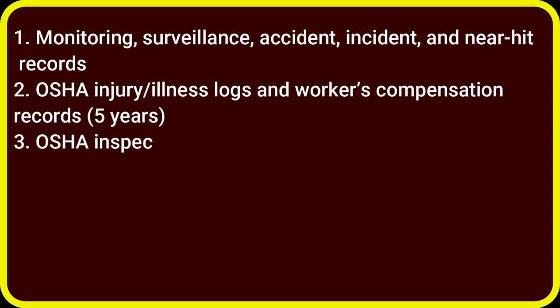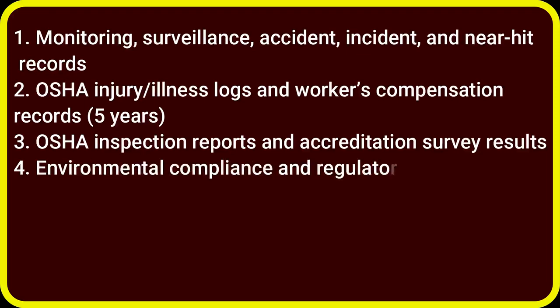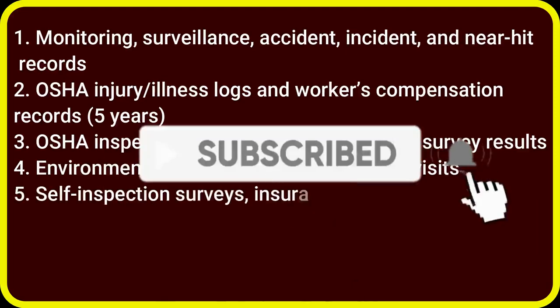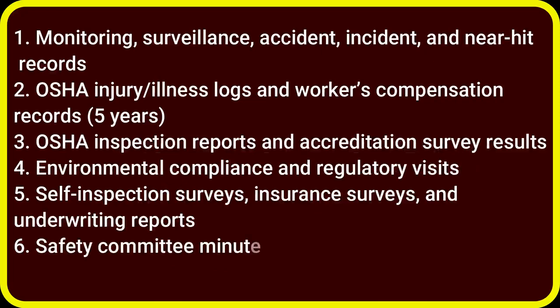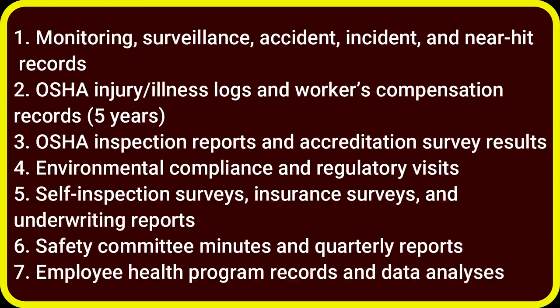Number 3, OSHA inspection reports and accreditation survey results. Maybe you are not in the United States, so you have to follow your own regulatory body. Number 4, environmental compliance and regulatory visits. Number 5, self inspection surveys, insurance surveys, and underwriting reports. Number 6, safety committee minutes and quarterly reports. Number 7, employee health program records and data analysis.